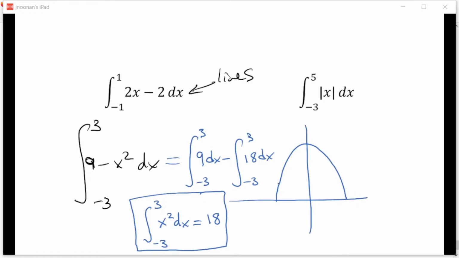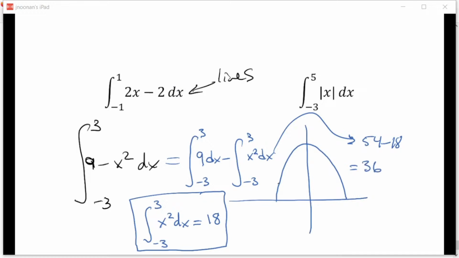So you do the 9 first, and then the x squared. Sorry, I cut right to the end. We can do the 9 because this is just a straight line and it's a rectangle, a 9 by 6 rectangle. You can picture this. And so this is going to have an area of 54, and then you subtract off this area, which we're given, so you're going to have 54 minus 18. What's that, 36? Is that right?